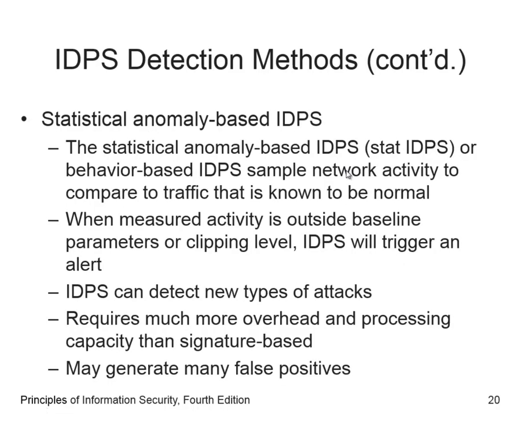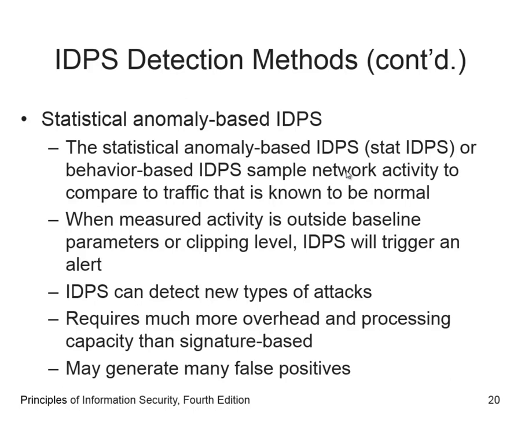Another method is statistical anomaly-based IDS. The statistical anomaly-based IDS, or behavior-based IDS, periodically samples network activity and uses statistical methods comparing the sampled network activity to traffic that is known to be normal, which is considered the performance baseline for the network. When the measured activity is outside the baseline parameters, or clipping level, the IDS will trigger an alert to notify the administrator with the measured activities.